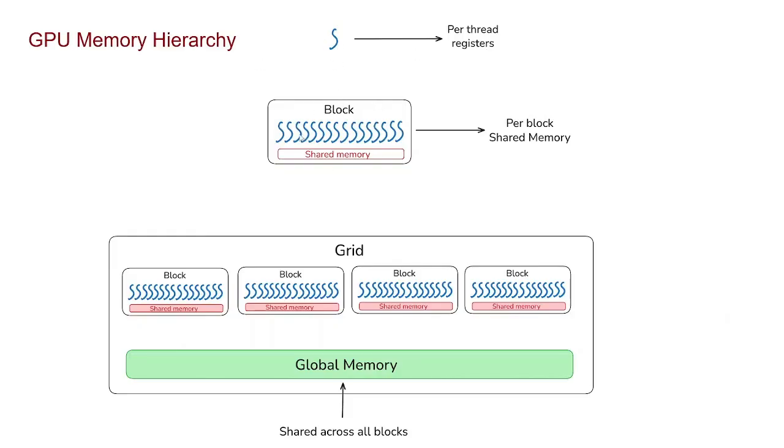Now, all the threads within a block can share anything kept in the shared memory, so that's per block. And then there's the whole grid, which has a collection of blocks. And all of the blocks can access the global memory.